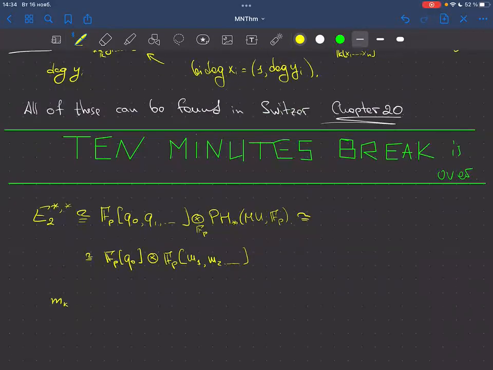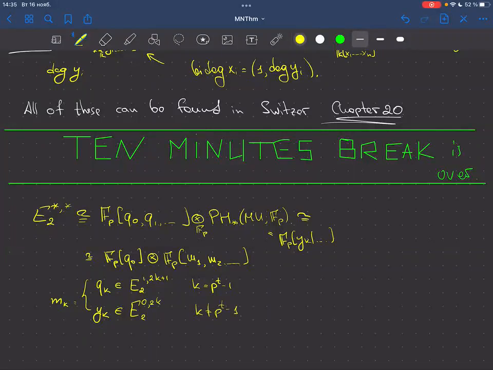So M_k is Q_k in E2^{1,2k+1}, where k is equal to p^t minus 1, and y_k. Recall that this is a free polynomial algebra in y_k for some k, degree 2k, and k is not of such form.